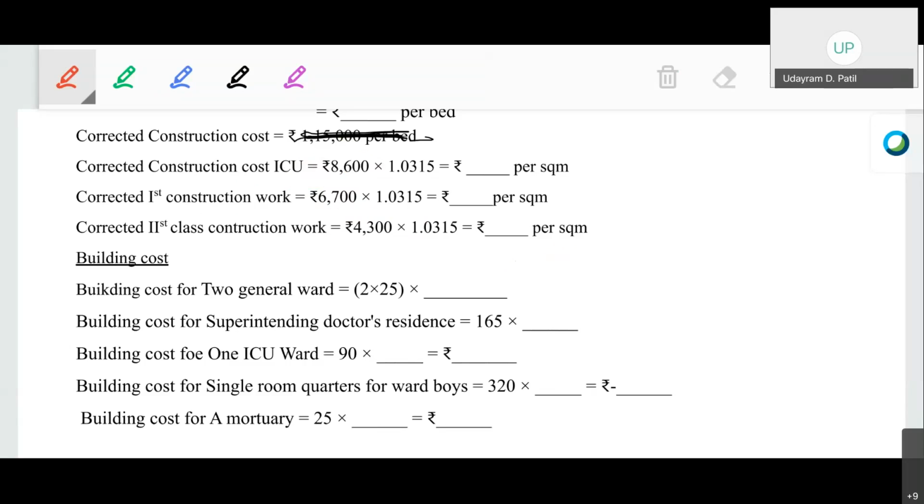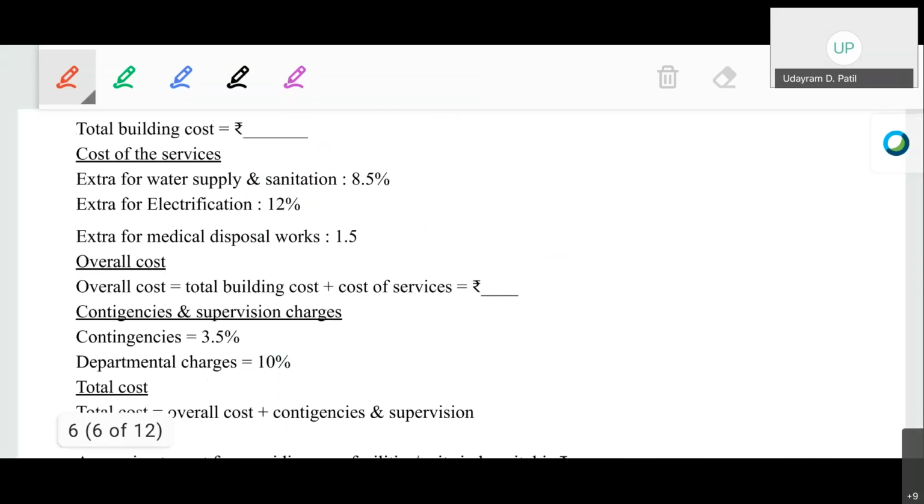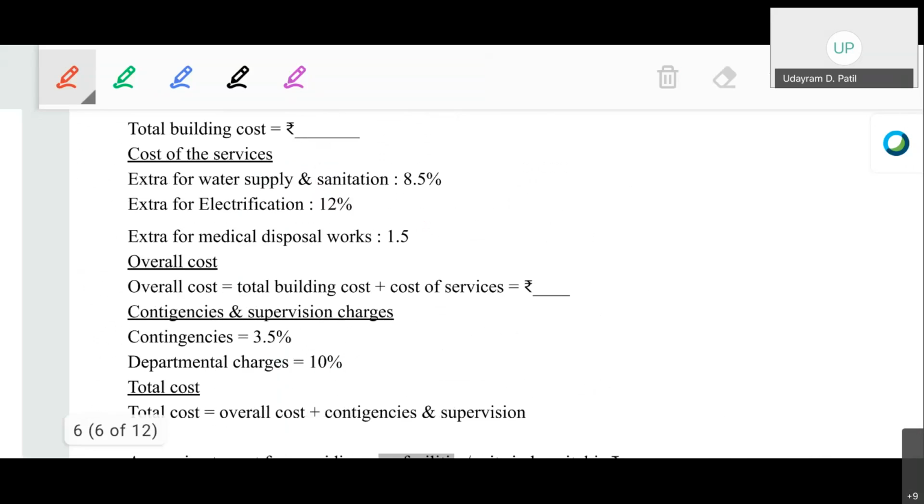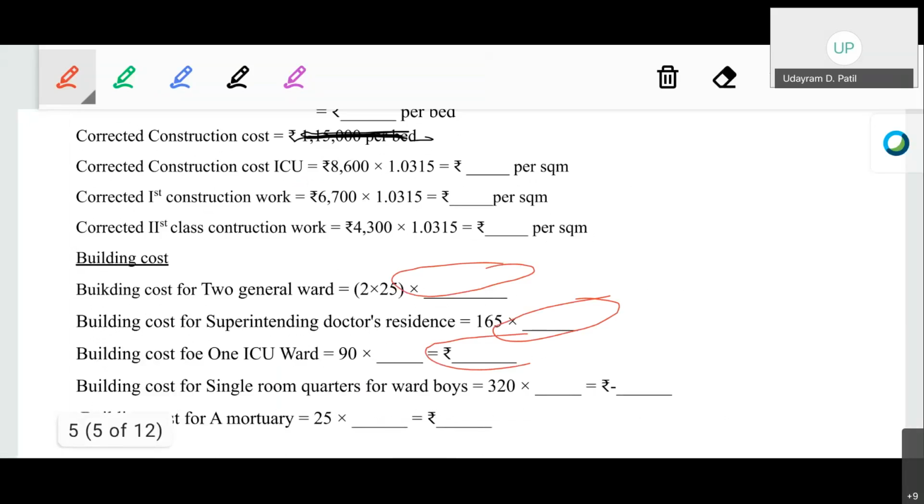OK, just remember that the main aim of this particular example is for you to understand how the particular steps should be followed. OK, which steps should be followed, how the increment of the rate will be done in the general rates. OK, so calculate the total building cost by adding all of this particular cost. The total building costs of the 5 units have to be added. That will give us the total building cost.